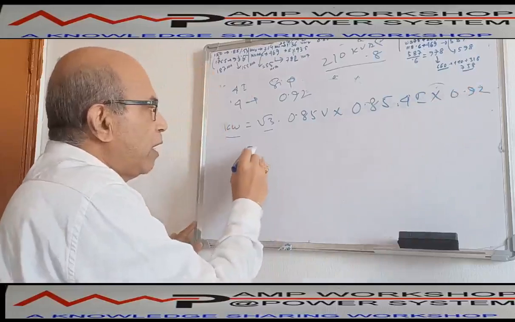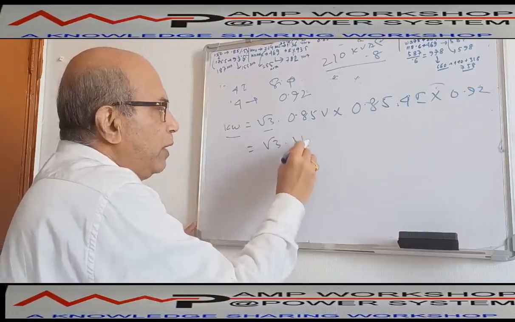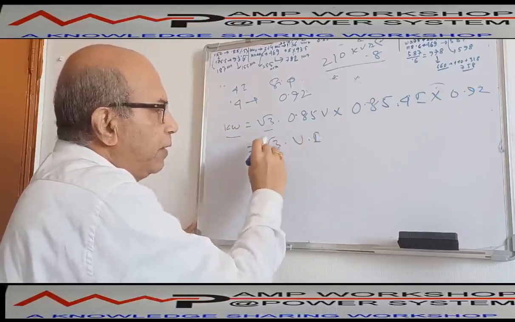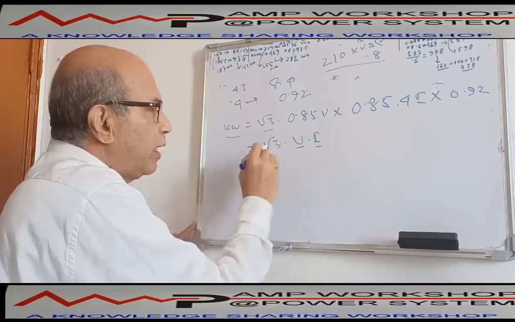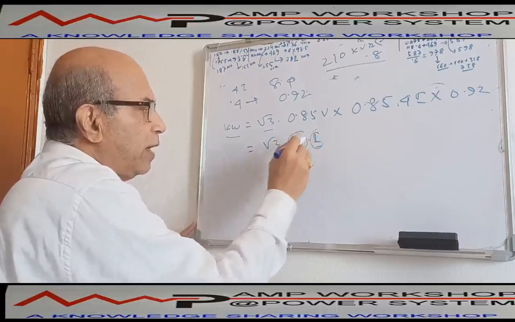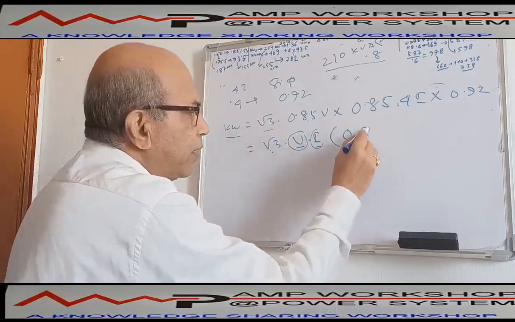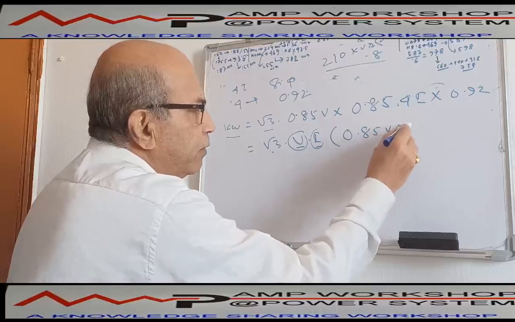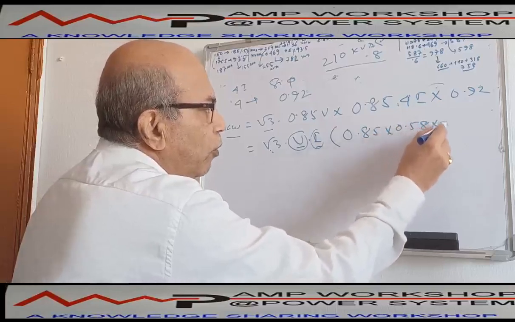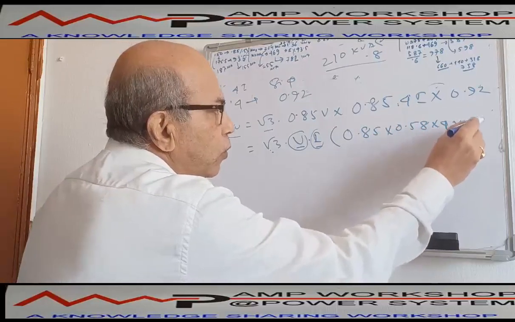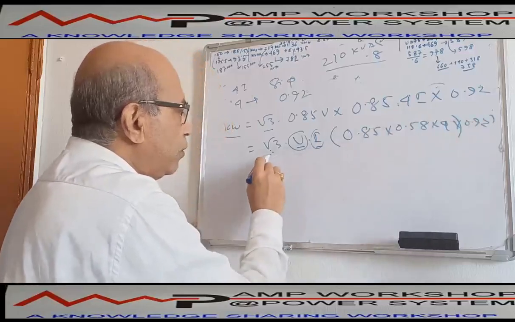So this is equal to how much? Root 3 into V into I. This is the starting kVA: root 3 into rated voltage, rated current, that is the running kVA, since root 3 into V into I is the rated condition. Into this, the starting factors are coming: 0.85 into 0.85 into 4 into 0.92. These are the factors that are coming.